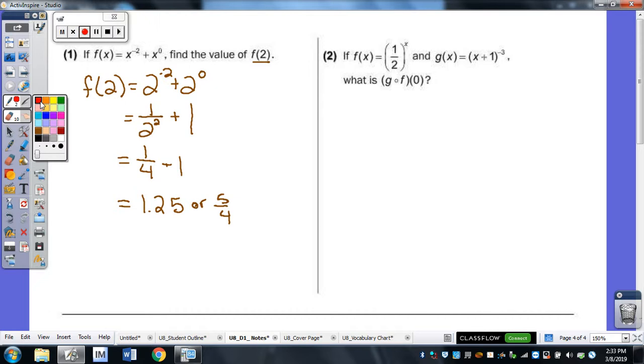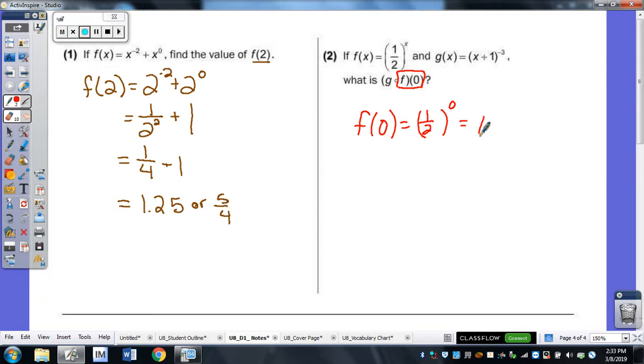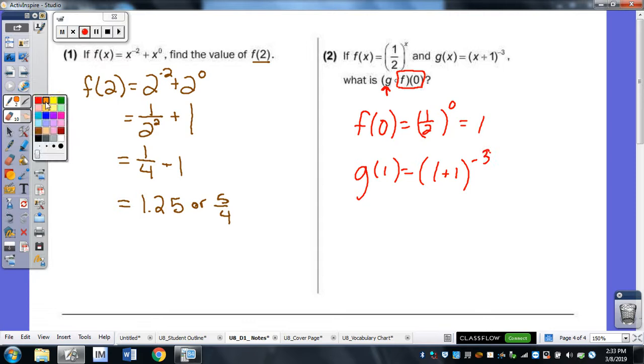So number 2, just to kind of review our compositions also. Remember, you always start with the one closest to the number, so we're going to start with f of 0. You got it, Tony? So if I plug in a 0 for my x, that means I'm doing 1/2 to the 0, which is what? 1. So now you take this answer and you plug it into the g function this time. So 1 plus 1 to the -3. So what is 1 plus 1? 2. Negative exponent means we have a fraction. 1/2 to the +3. And what is 2 to the 3rd power?